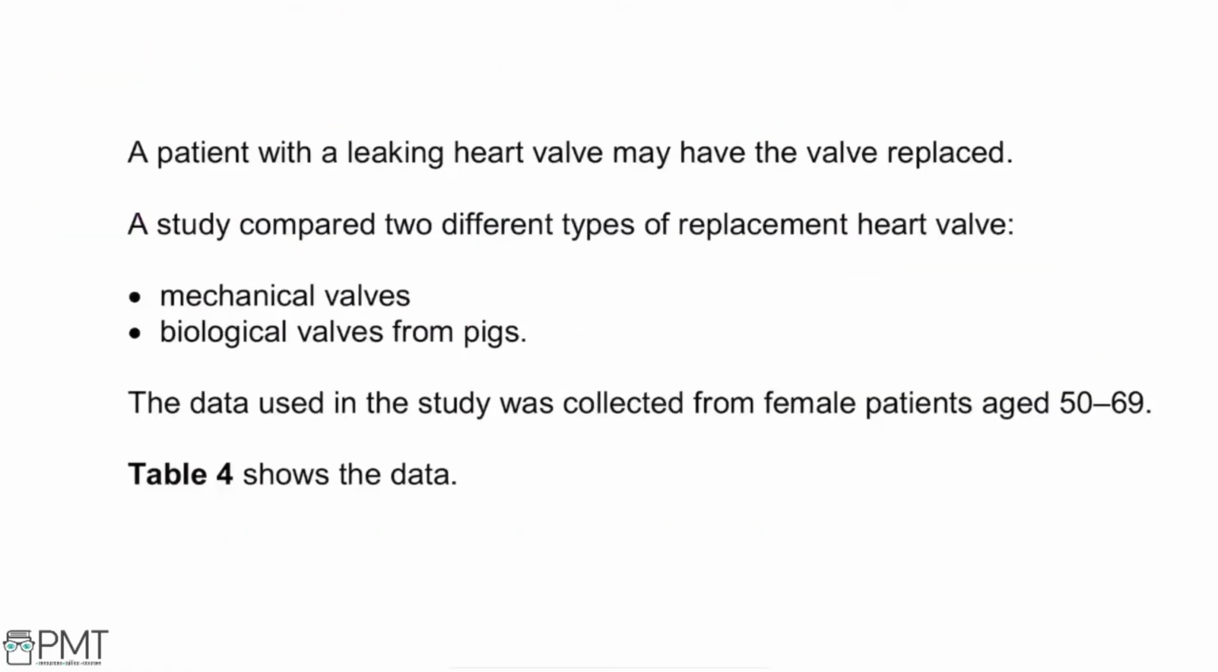A patient with a leaking heart valve may have the valve replaced. A study compared 2 different types of replacement heart valve, and these were mechanical valves and biological valves from pigs. The data used in the study was collected from female patients aged 50 to 69, and Table 4 shows this data.